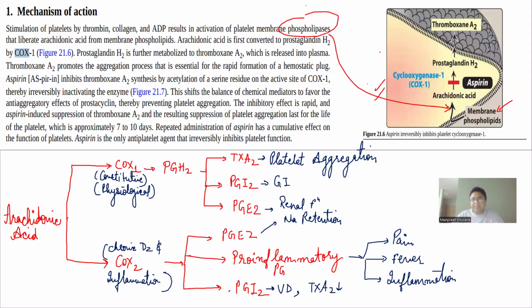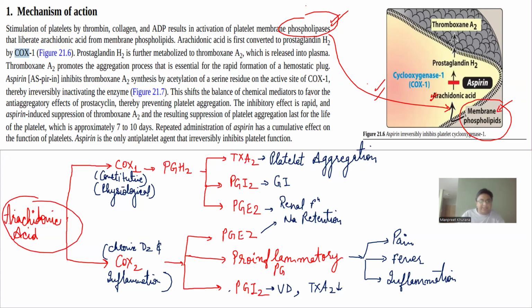Now, to understand the mechanism of action of aspirin, we can see that whenever there is an injury to a vessel, the membrane phospholipids gives rise to arachidonic acid. How this happens is there are various phospholipases which act on this membrane phospholipids and they give rise to arachidonic acid. Now, if we see there is a flow chart at the bottom, and here we can understand what happens with this arachidonic acid.